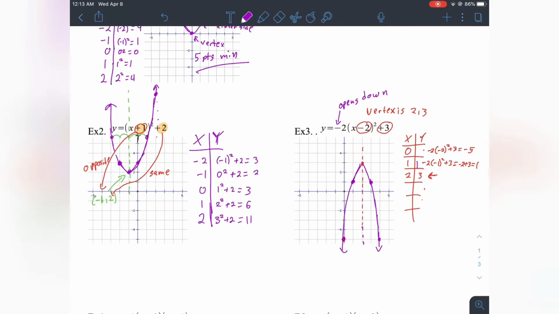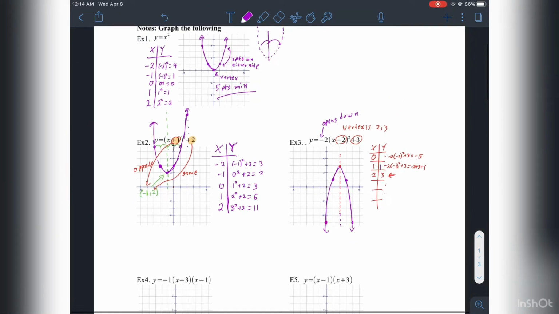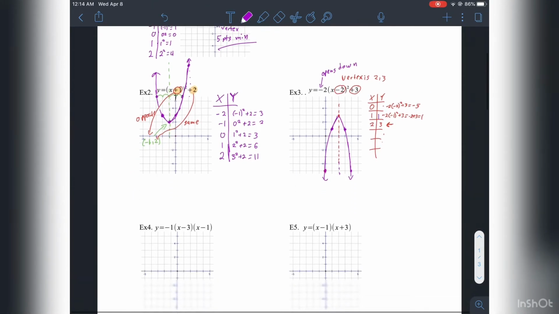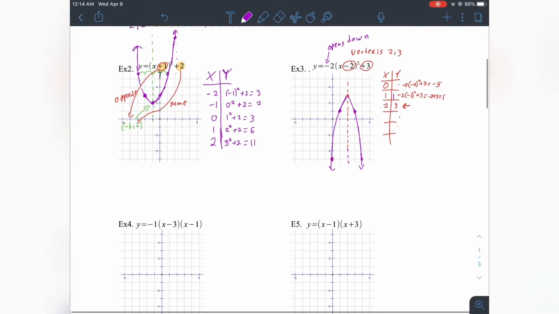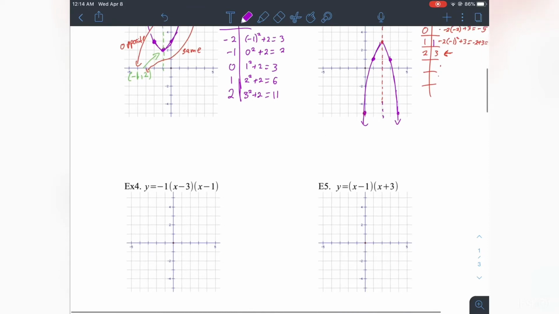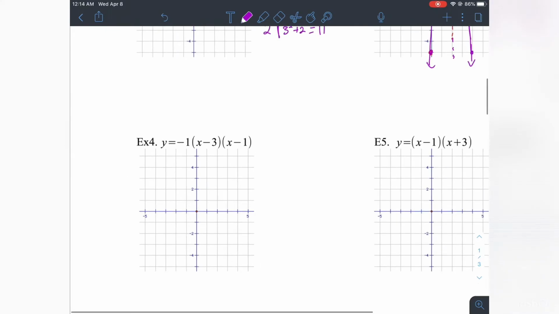Okay. If there's a number in front, it changes the shape. It's narrower or wider. All sorts of things. Okay. Now, let's try graphing this one. This one has 2 parentheses. It looks different than the ones above it. Okay, so this one, let's make a table and graph it.